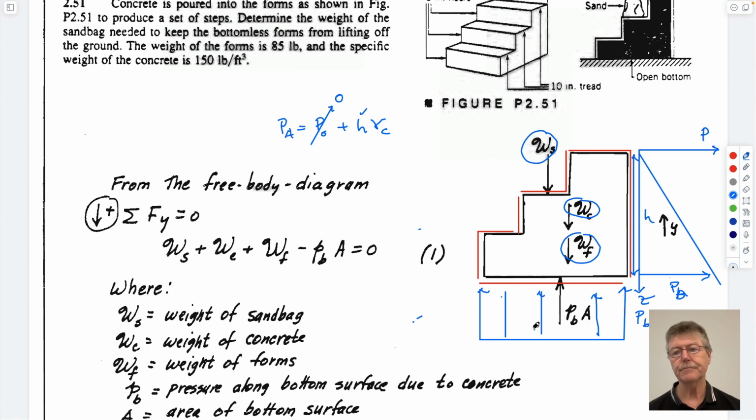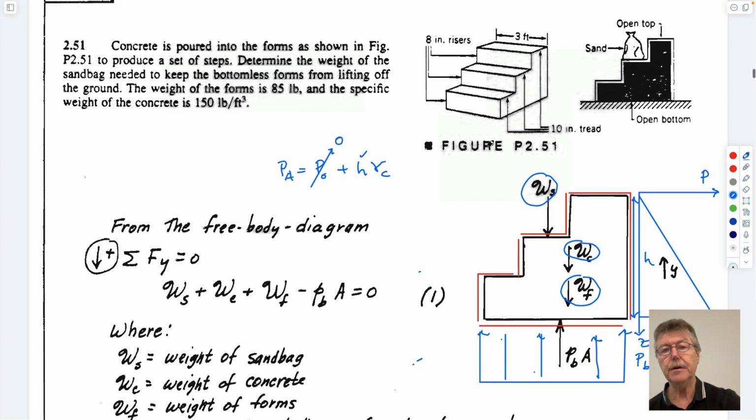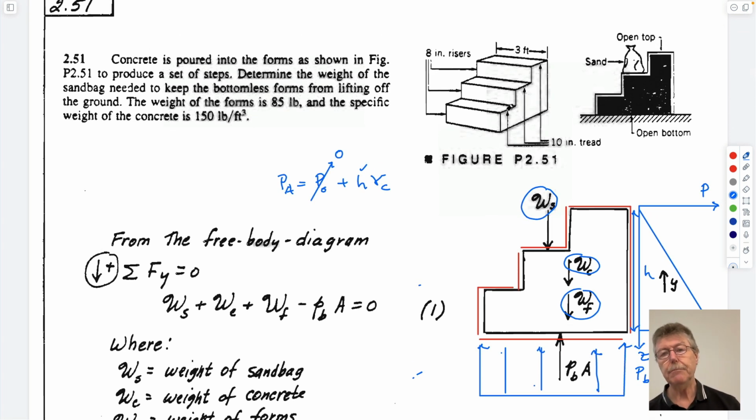So, fine. So this is an area. The area is going to be what? It's going to be 10 plus 10 plus 10. It's going to be 30 inches by 36 inches. I'm not going to mess with the units, but you get the idea. So you have an area.